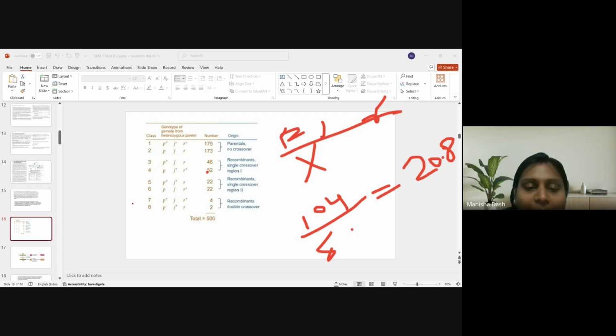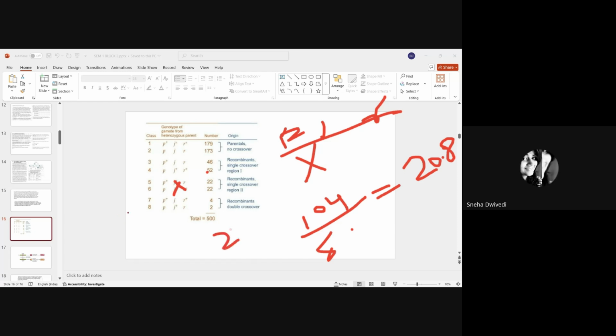Okay. So just tell me what will be the distance between J and R using the same formula, same concept. What are the crossover products between J and R? 22 plus 22 plus 2. No, plus 4, 6, you have to add. Both 4 and 2 we have to add. Yes, both you have to add.